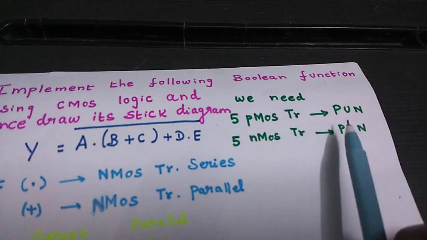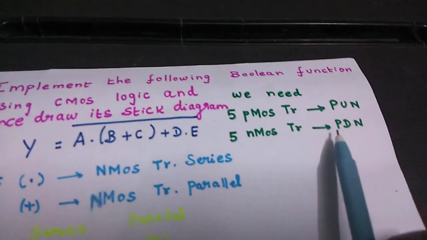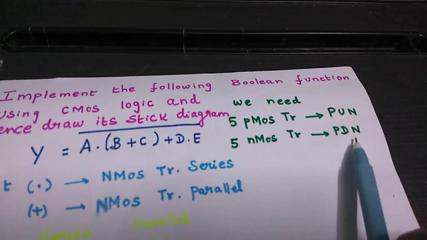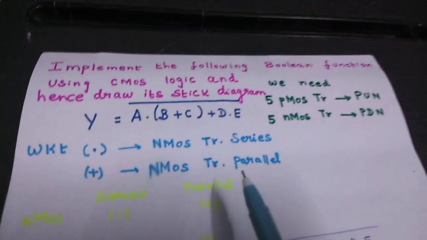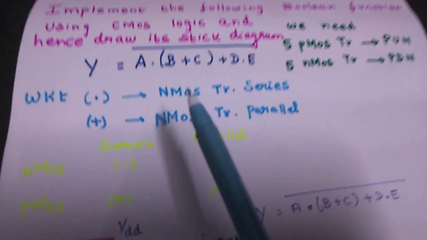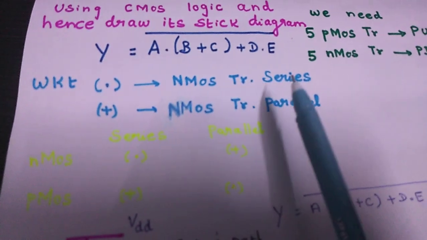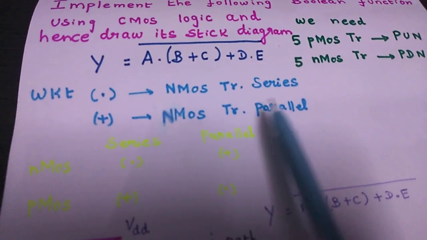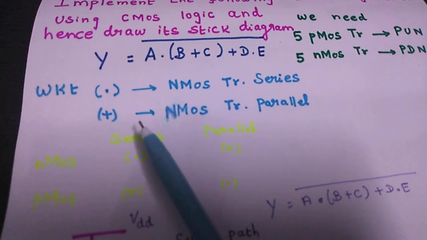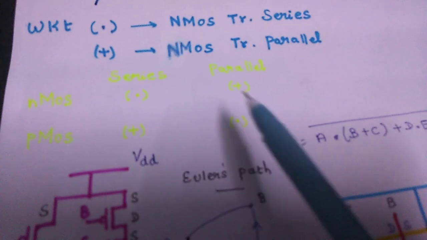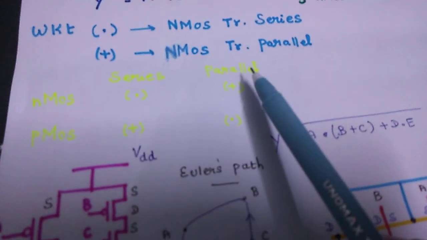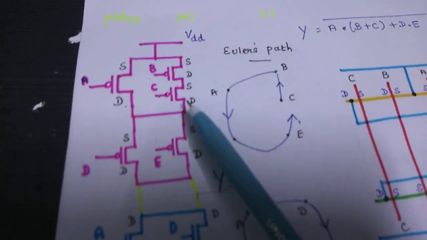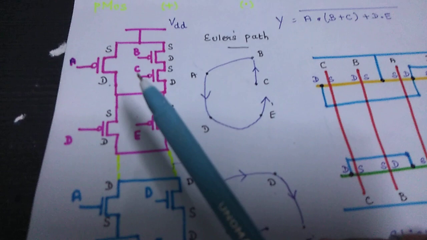The PMOS will function as the pull-up network, whereas the NMOS will function as the pull-down network. As discussed already in our MOS transistor as switch, whenever NMOS transistors are in series, they perform multiplication, and when NMOS transistors are in parallel, they perform addition. Contrary to that, when PMOS are connected in parallel, they perform the product. We have seen this in the previous video, that is, drawing the logic diagram for the given function.